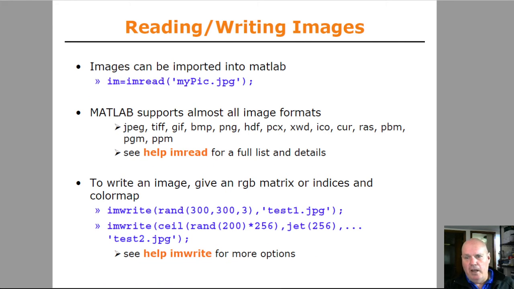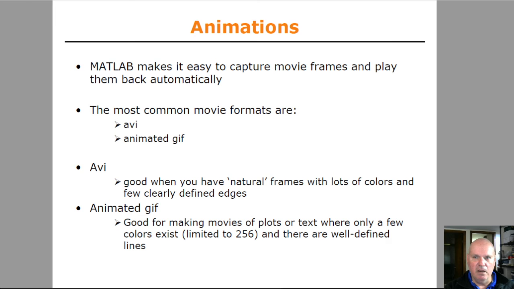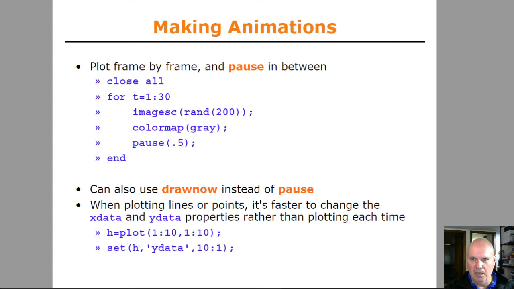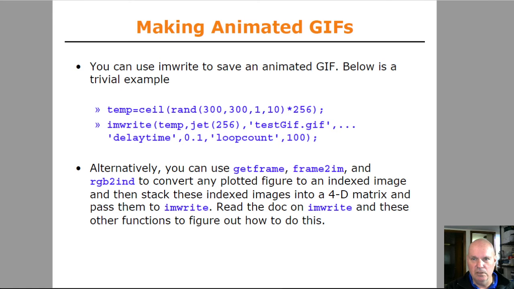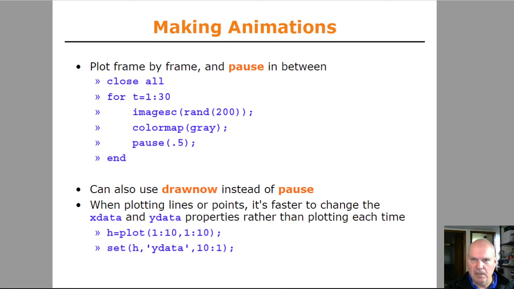You can read and write images within Octave and MATLAB. We'll play around with this a little bit. We've looked at this a little bit in the past. You can even write out animated GIFs if you want to. I'm not going to get into the GIF discussion. You can save animations as movies. Again, I'm not going to have you do this, but let's look at making animations.